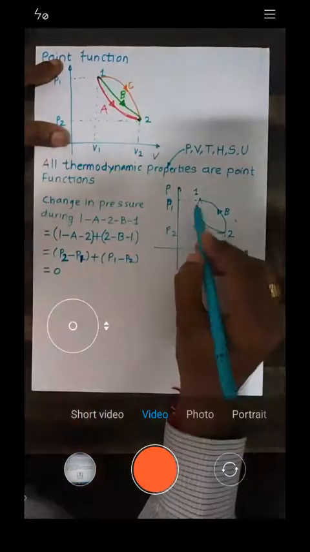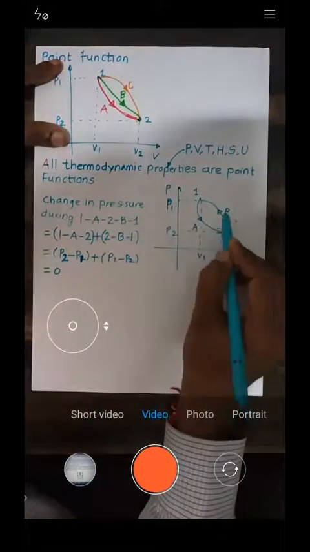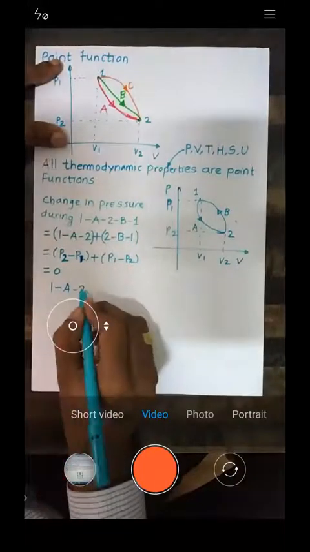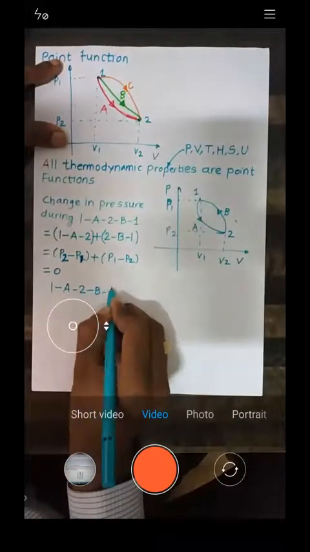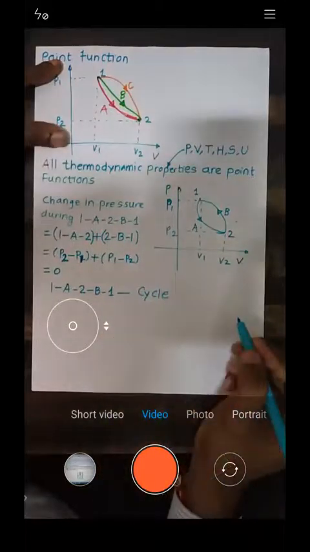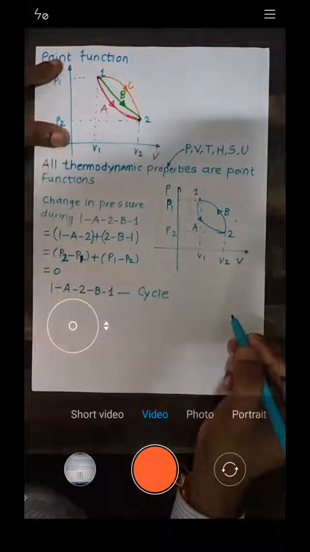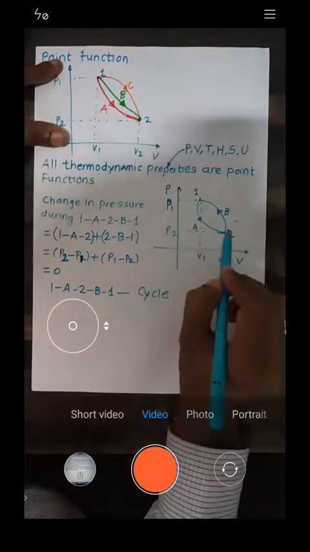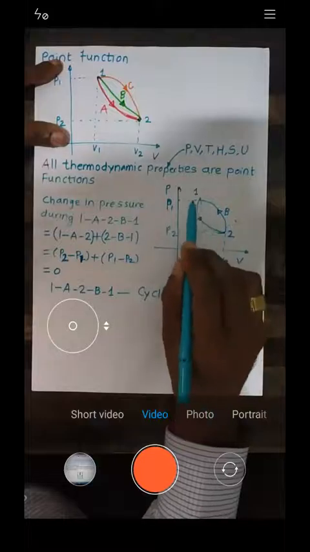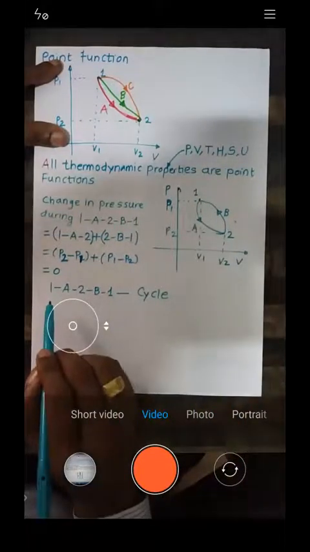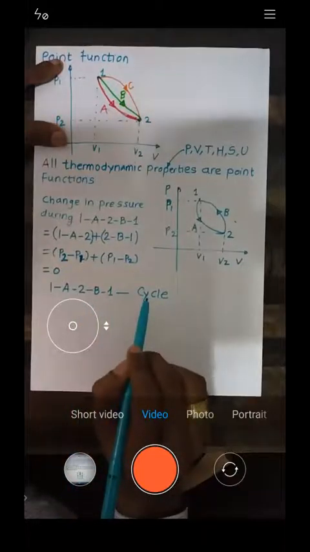See, 1A2 and 2B1, it is a cycle. It is called a cycle. Why is it a cycle? Because your final state is the same as the initial state. You started from point number 1 and again you return to point number 1. So when the starting point and end point are the same, it's called a cycle.